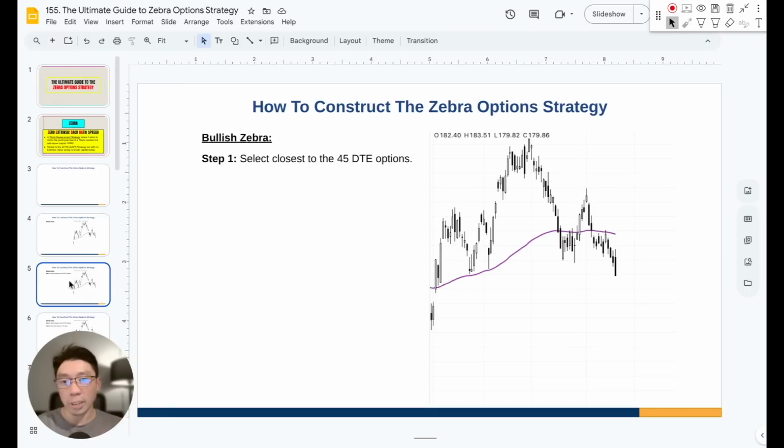So for the very first step for the bullish zebra, you want to select options closest to 45 DTE. You'll notice this is slightly different from the deep in the money LEAPS strategy where we are really going far out in time. But for the zebra, according to the Tasty Trade team, the way they designed it, they want to go for a shorter-term option DTE. In fact, according to their guidelines, they go somewhere from 21 DTE to 45 DTE.